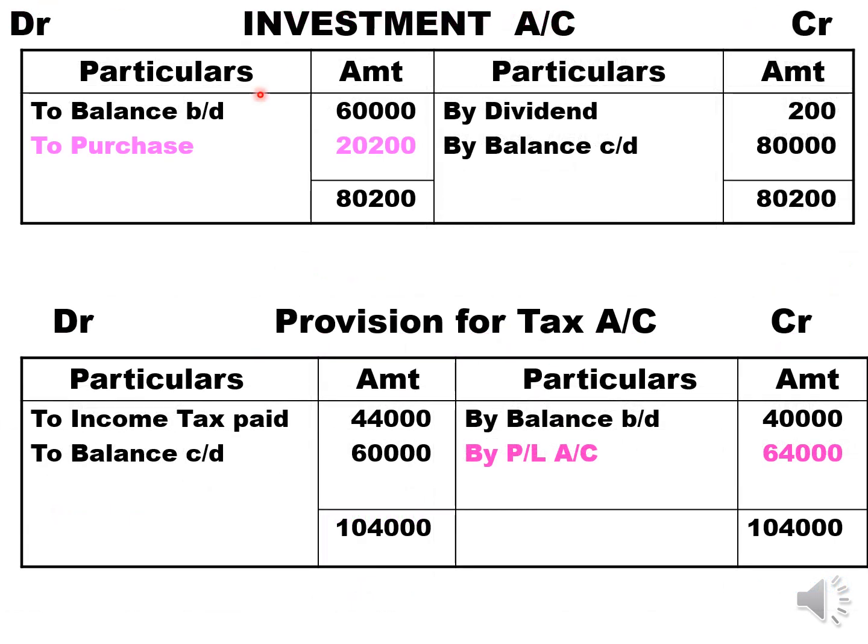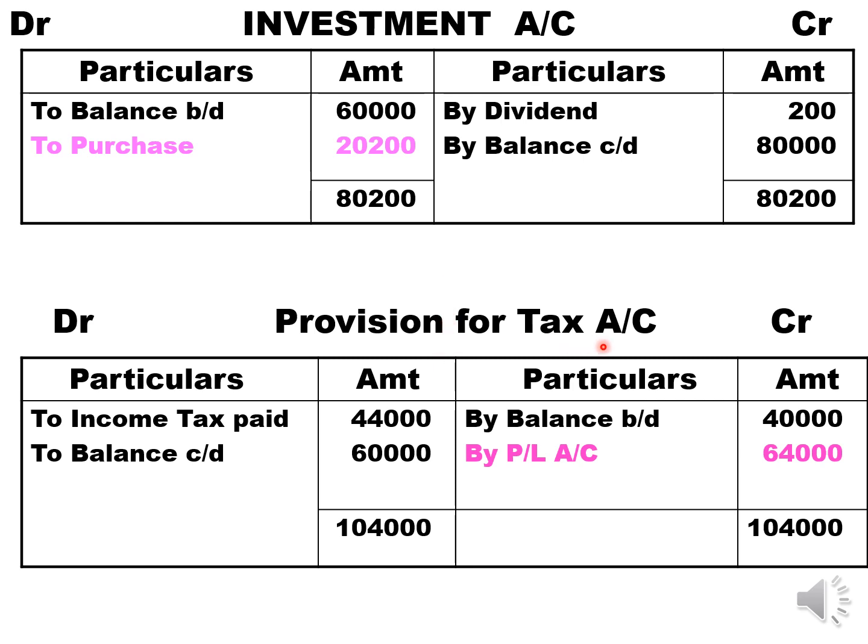Next, investment account, students, it's an asset. So to balance brought down 60,000. Then 200 rupees dividend has come to investment account. Total dividend received is 600. 200 has come to investment account. 400 has gone to adjusted PL account. So 200 dividend, then balance carried down, closing balance 80,000. So the differencing figure, you get 20,200, will be treated as purchase.